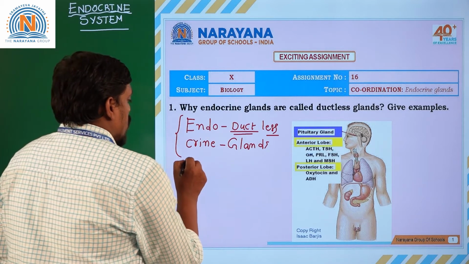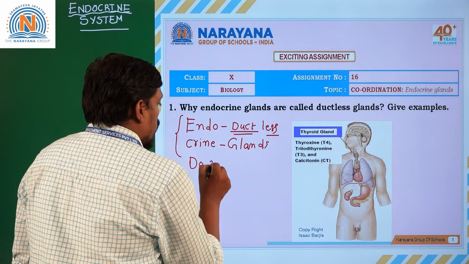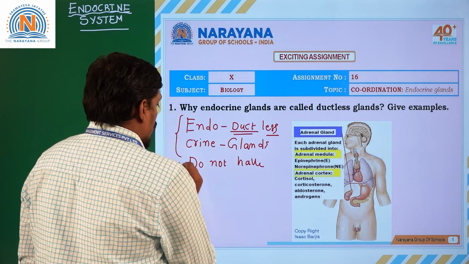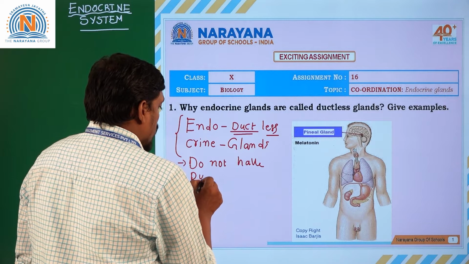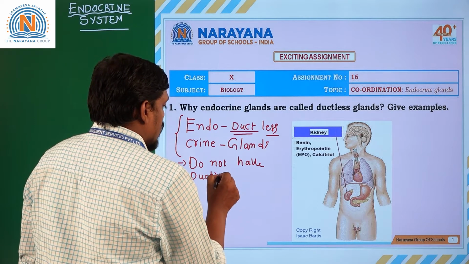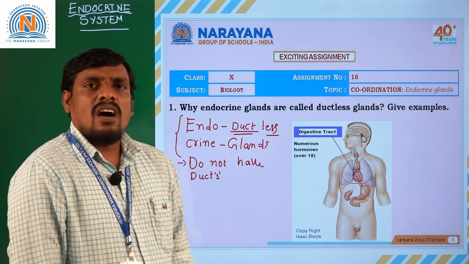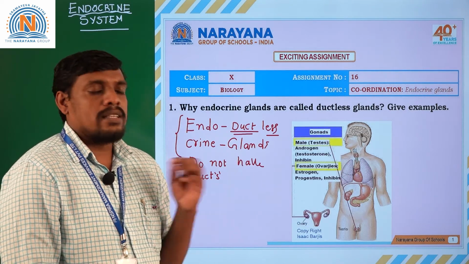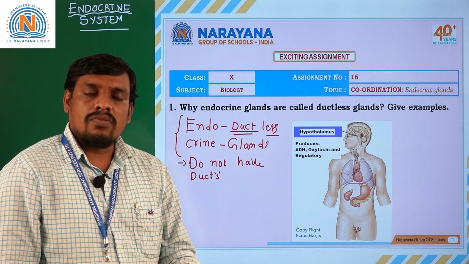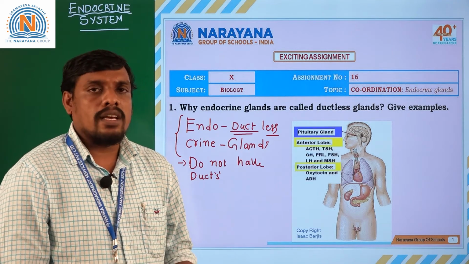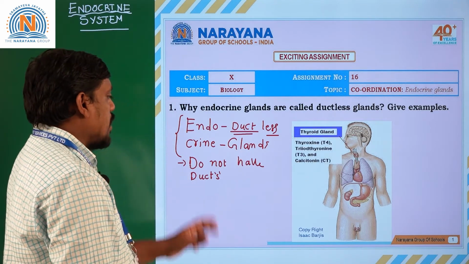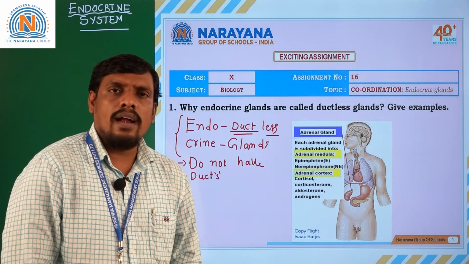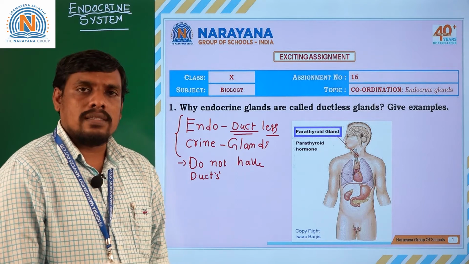Why? Because they do not have the tube-like structure or ducts. What do you mean by ducts? Blood vessels are ducts. Why are they called ducts? Because inside these blood vessels some fluids are flowing, or blood is flowing. Hence they are called ducts. These kinds of ducts are not seen in endocrine glands, hence they are called ductless glands.